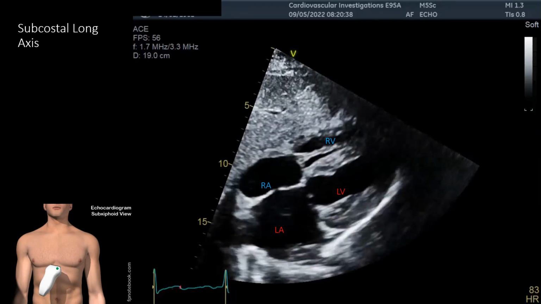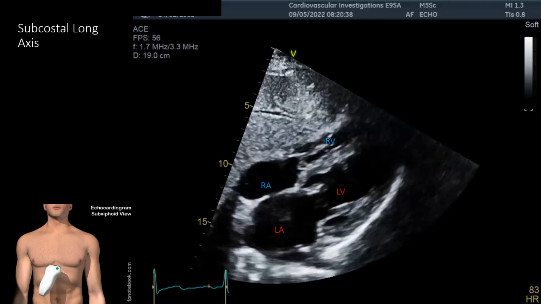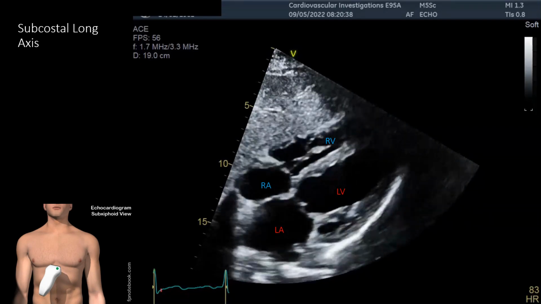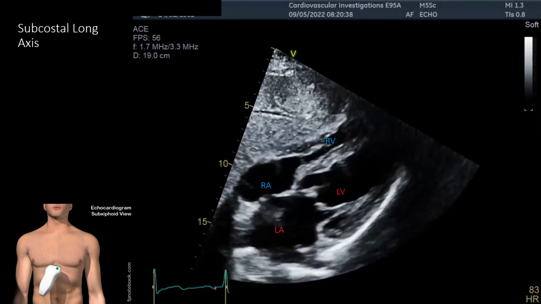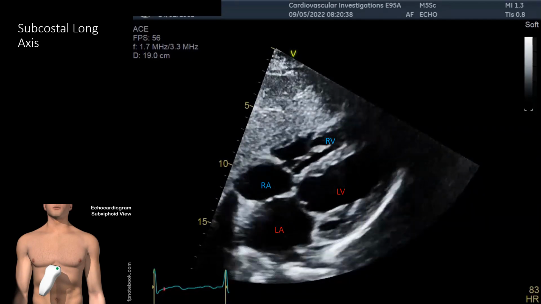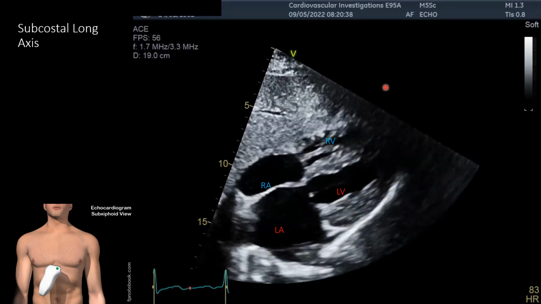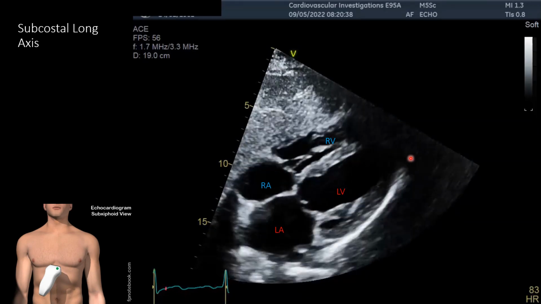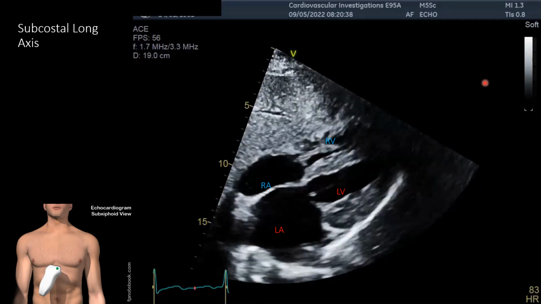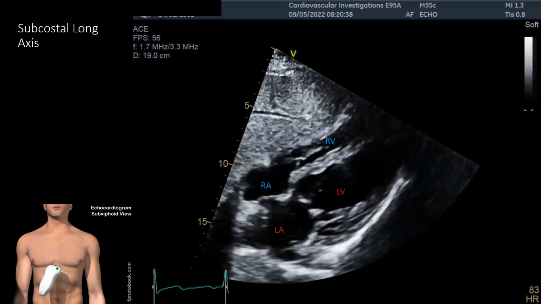Moving now to the subcostal views, the probe is placed below the ribs with the probe marker pointed towards the patient's left shoulder. A view of the heart is obtained with the liver lying anteriorly, and then the four chambers of the heart are on view with the right atrium and right ventricle sitting closest to the probe, and the left atrium and left ventricle sitting further away. This is a useful view for looking for pericardial effusions, as well as interrogating the intraatrial and intraventricular septums.